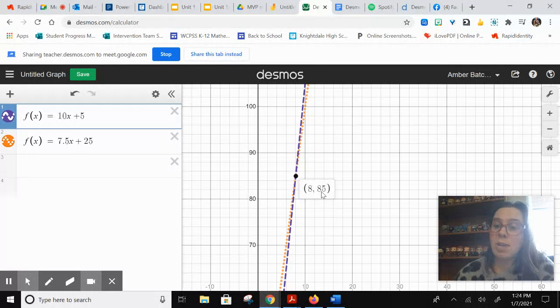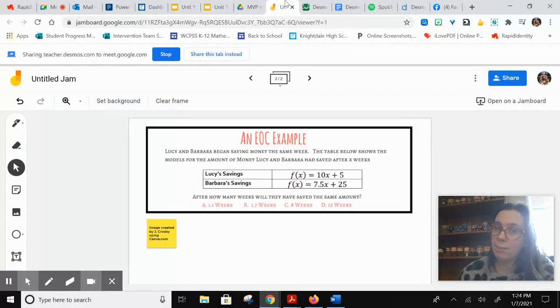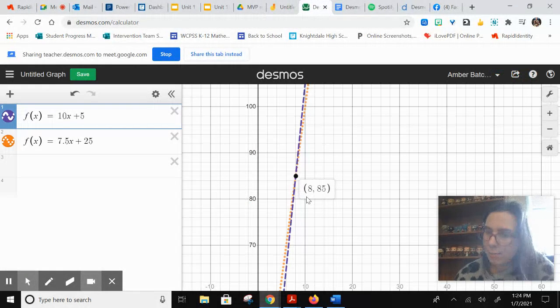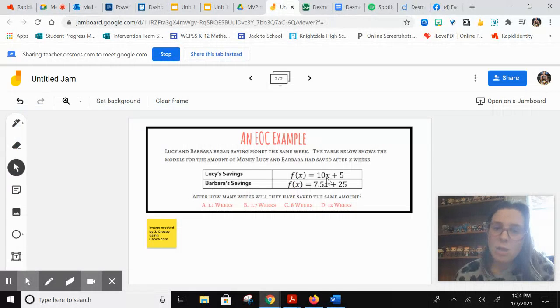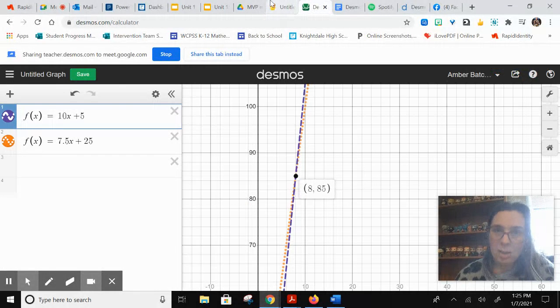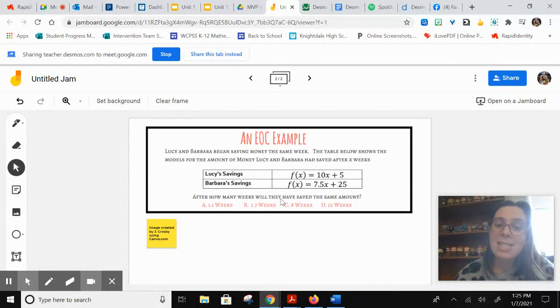So that tells me that if I were to answer this problem, X is weeks. I'm sorry, X is 8. So after X weeks, what does X represent? Weeks. So how many weeks is it? 8. So my answer would be C.